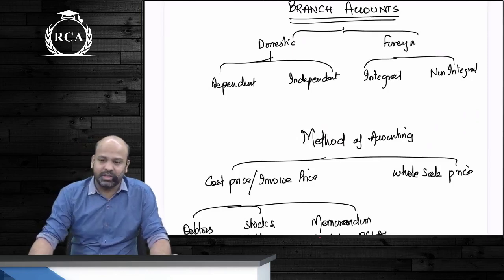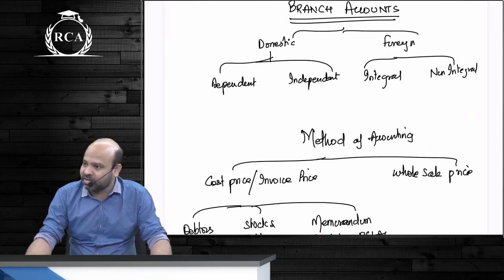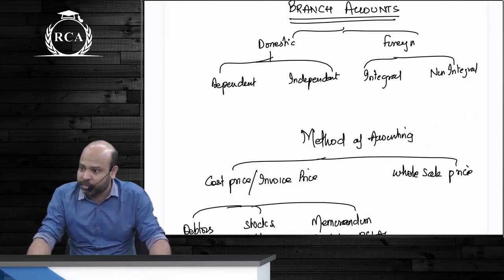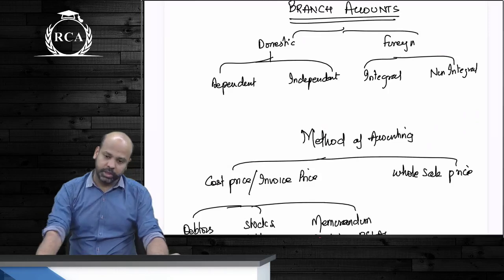For this purpose, branches are segregated into two categories. We have domestic branches and then we have foreign branches. If you have a place of operation through which business is being conducted within the country, it will be referred to as a domestic branch. If that place of operation is outside the country, it will be referred to as a foreign branch.